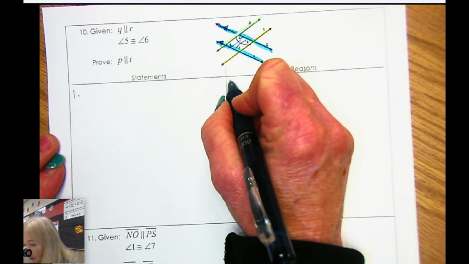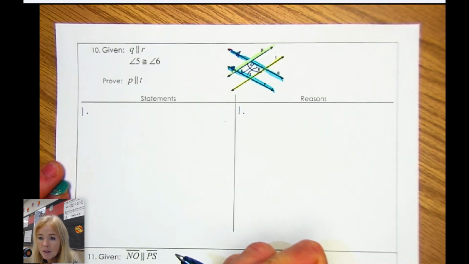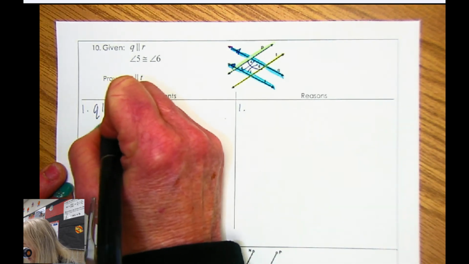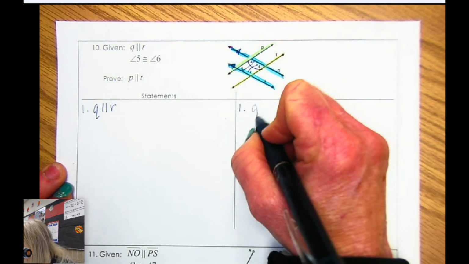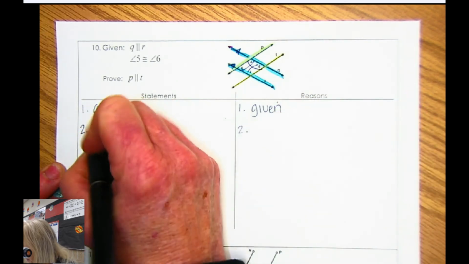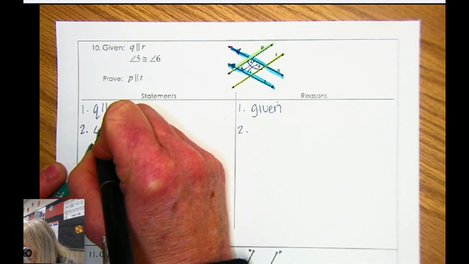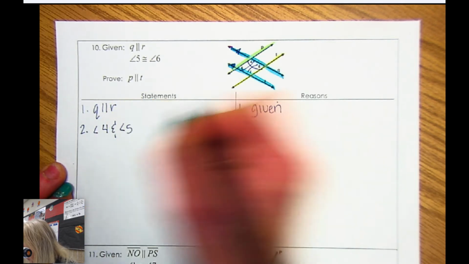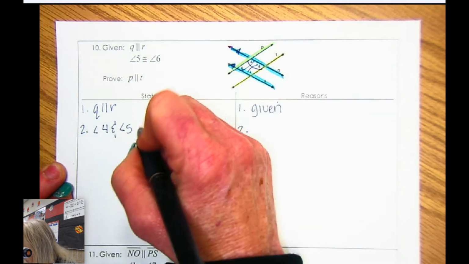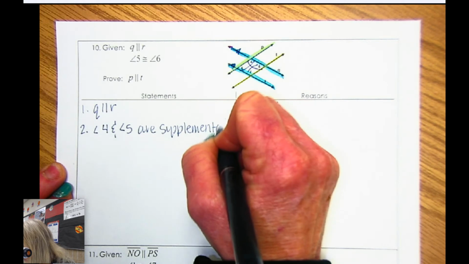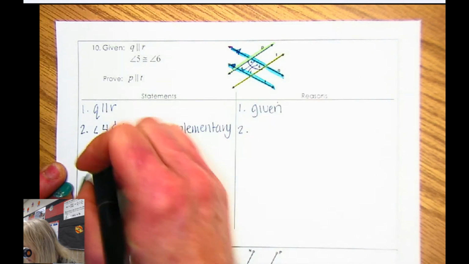So our first statement will be that Q is parallel to R, our two blue lines, which is given. And then from that, we can state that angles 4 and 5, so these two, 4 and 5 are supplementary, as well as 6 and 7.